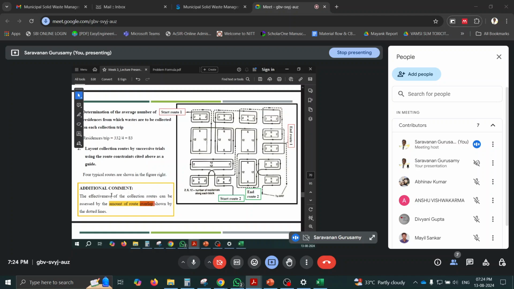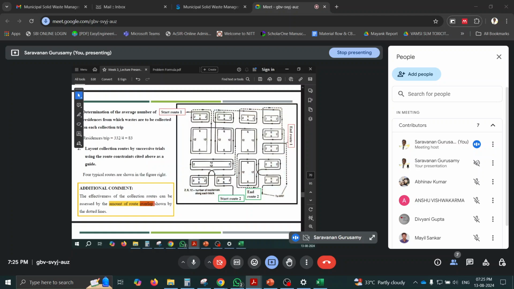Okay. So an additional comment is that the effectiveness of a collection route can be assessed by the amount of route overlap. So this is the main thing. Overlap should not be there. Whatever the dotted lines are, all are overlap. Already collected here, here also already collected. 2 times we are coming on the same route. So this is again a waste of time.